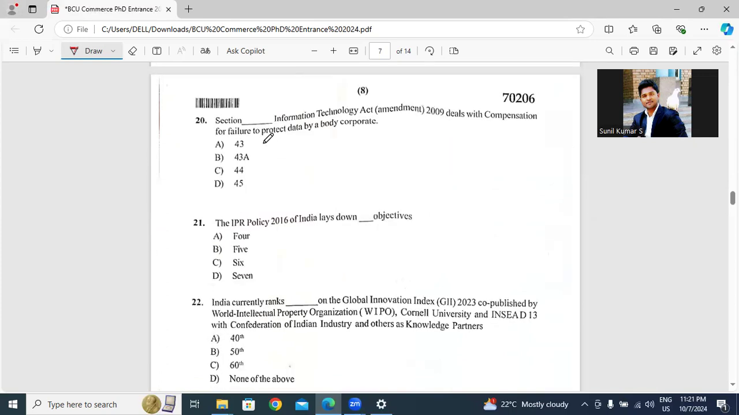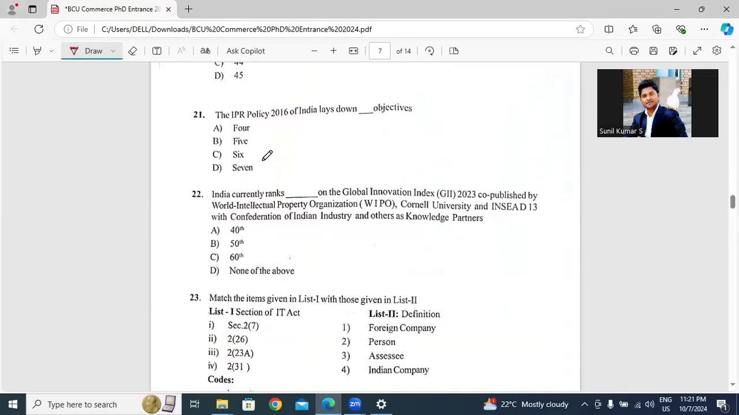Section dash Information Technology Act Amendment 2009 deals with the compensation for failure to protect the data by a body corporate. This is exactly 43A. Next one, the IPR policy 2016 of India lays down dash objectives. How many objectives has it laid down? The exact answer is 7 objectives. So that is the right answer, 7 objectives.